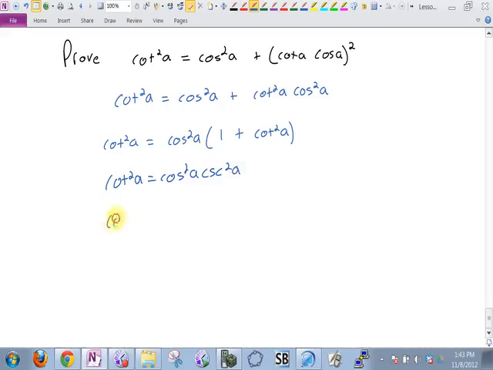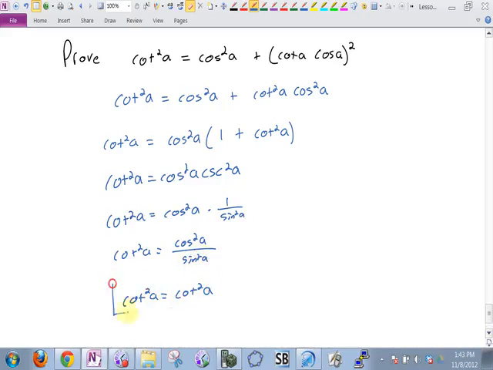So now I use a reciprocal identity. Cosine squared A times 1 over sine squared A. So if I use my rule for multiplying fractions, that becomes cosine squared A over sine squared A. And what is cosine over sine? So you get cotangent squared equals cotangent squared. Okay?